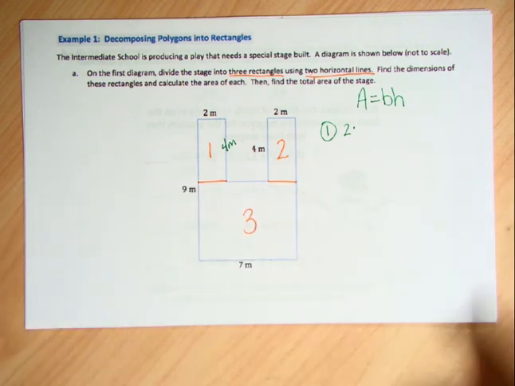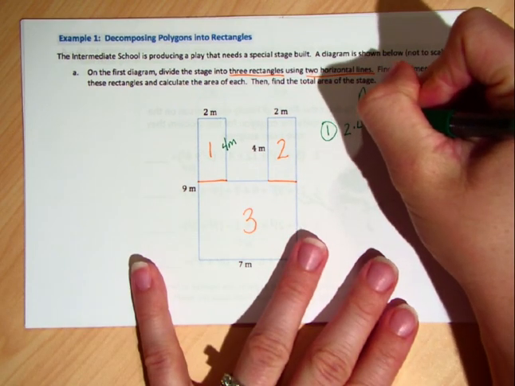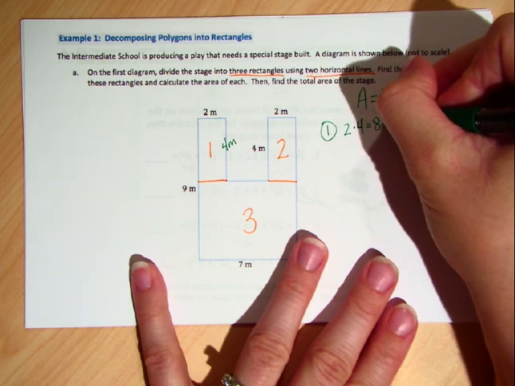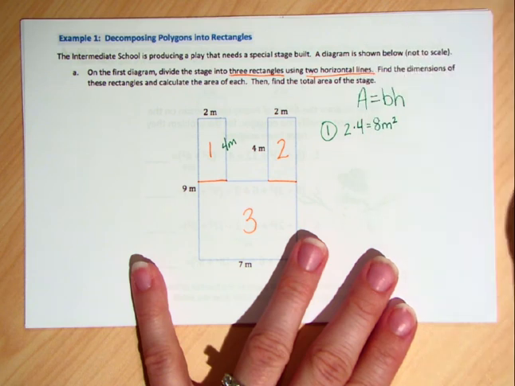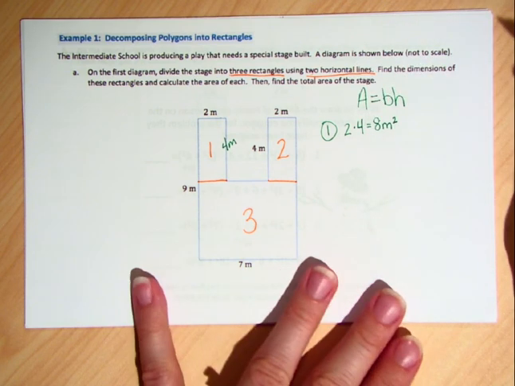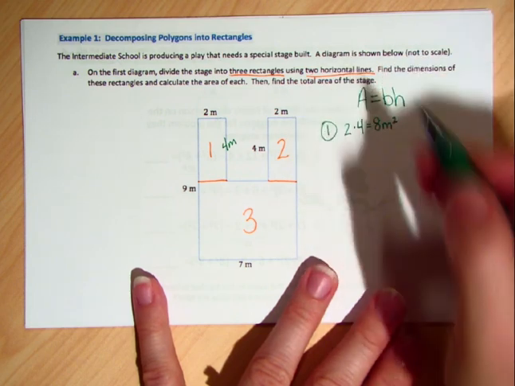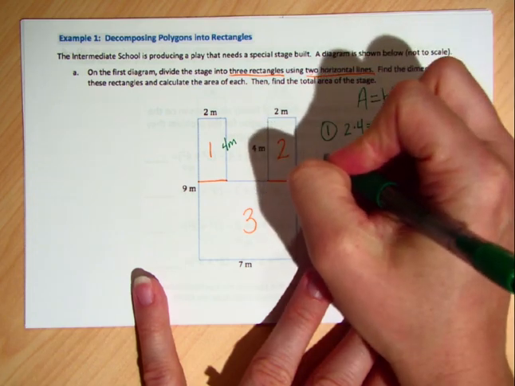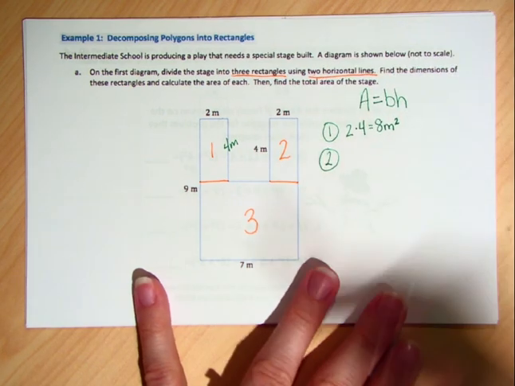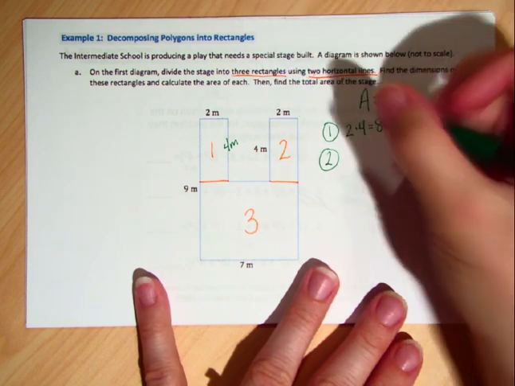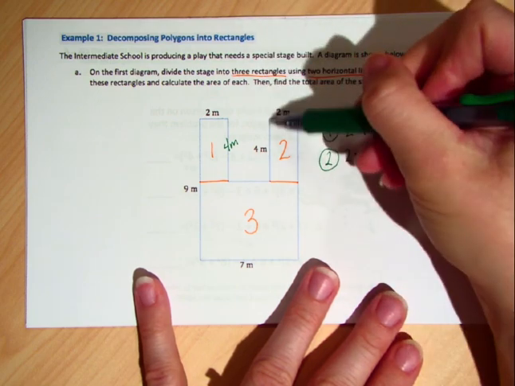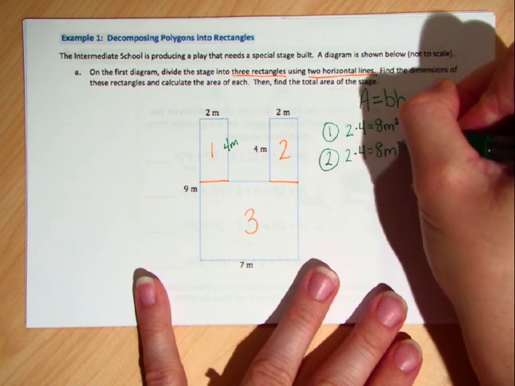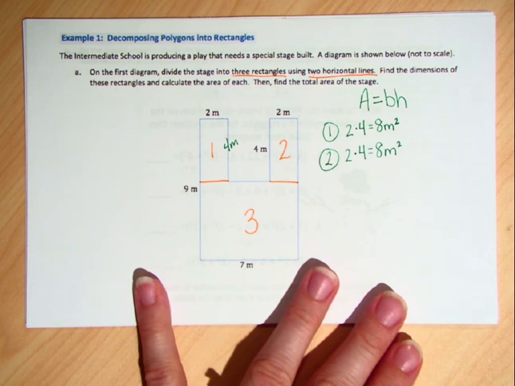So we have 2 meters by 4 meters, so 2 is the base times 4 is the height, equals 8 meters, and because it's area, it's squared. Remember, area always has a square unit. So the area of rectangle 1 is 8 meters squared. Let's find the area for rectangle 2. It is 2 for the base times 4 for the height. It's also 8 meters squared because they're identical.